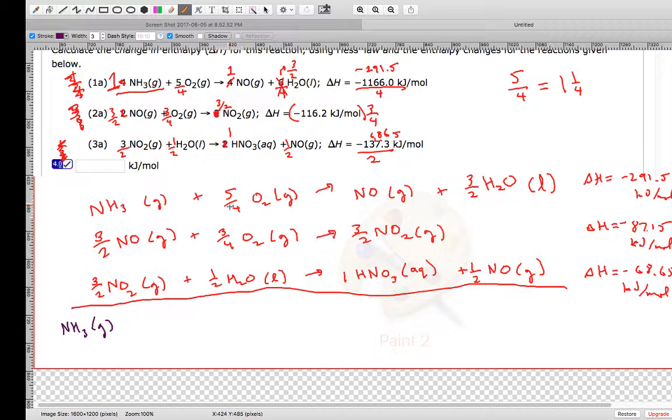Let's tackle the O2s. I got 1 1/4 O2s. I got 3/4 O2s. 1 1/4 plus 3/4 makes 2 O2s. Addition of fractions. Do you remember that?